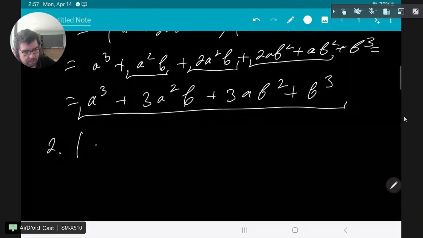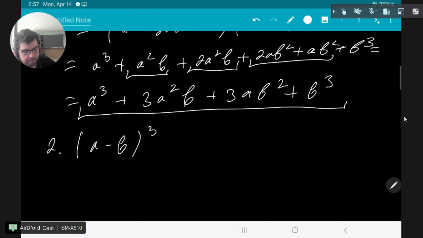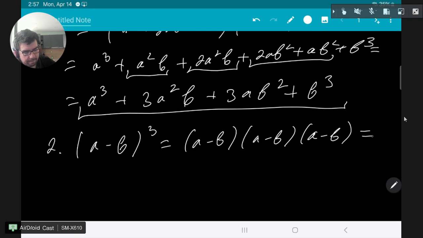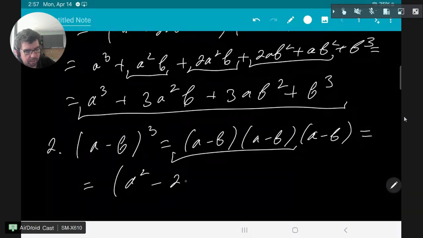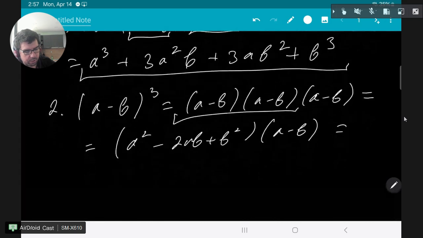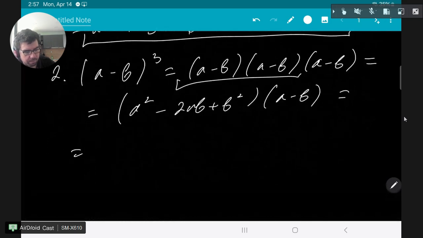Let's do the other one, (a minus b) to the power of 3. So this is (a minus b) times (a minus b) times (a minus b). This one is (a minus b) to the power of 2, so a squared minus 2ab plus b squared, times (a minus b). I do the exact same procedure as before, each with each.